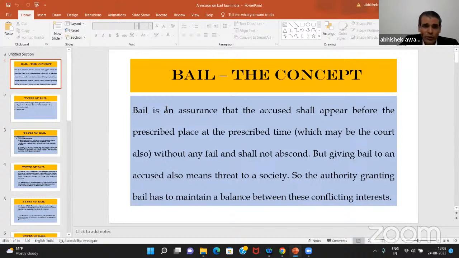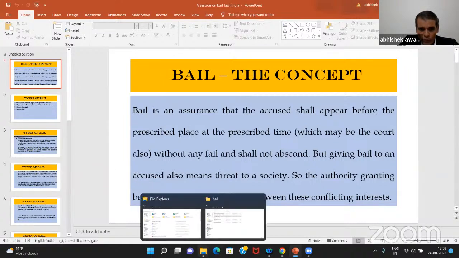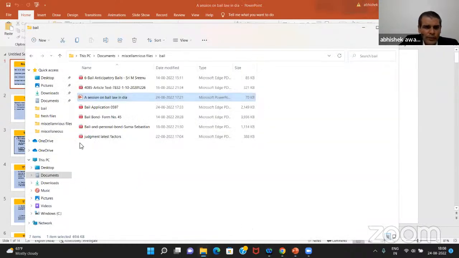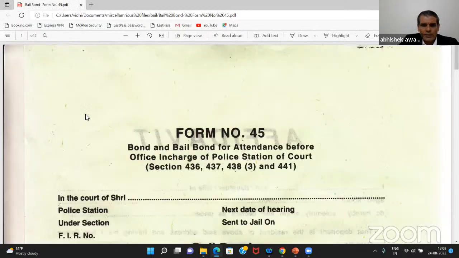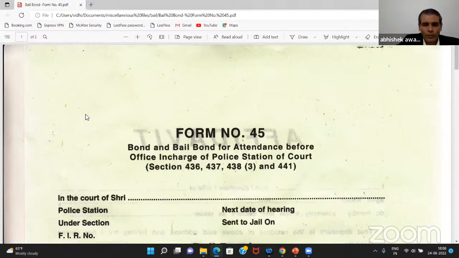Now I'll come to the types. Before that, I would like to present the bail bond before you, because you should be familiar, as a law student, with what a bail bond is. Let us look at what a bail bond is. Yes, here we have a bail bond. This is what it looks like.